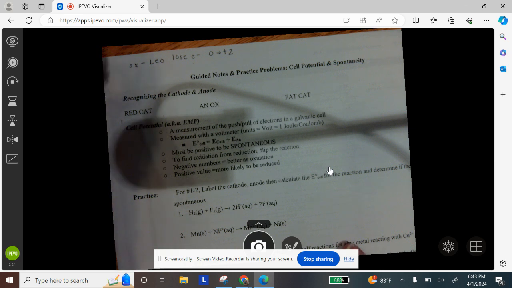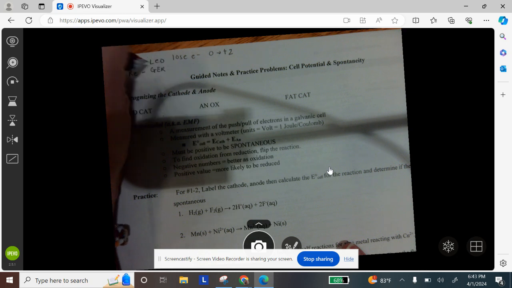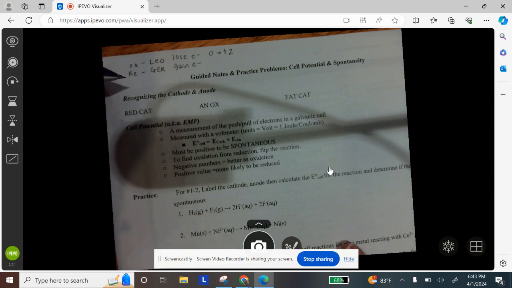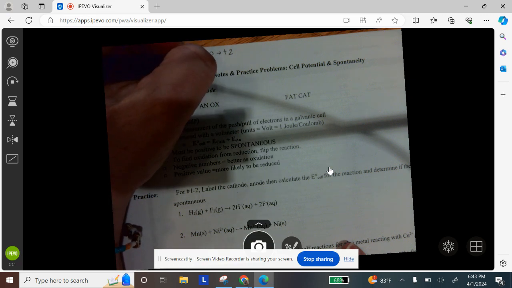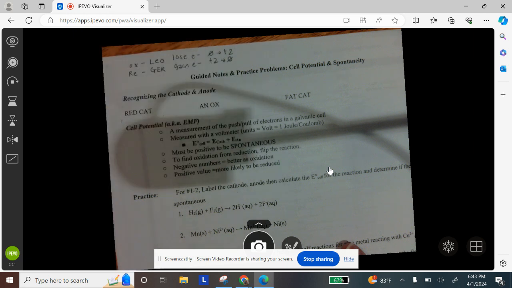And then reduction is GER. Remember that was our little thing because LEO goes GER. And GER is gain electrons. That's reduction. That's what it stands for. And so that would be something like +2 to 0. It's getting more negative. Doesn't have to be actually negative, but it's going lower. Okay, so that's being reduced. To be able to do what we're looking at now, this electrochem stuff, you have to be able to remember oxidation reduction.